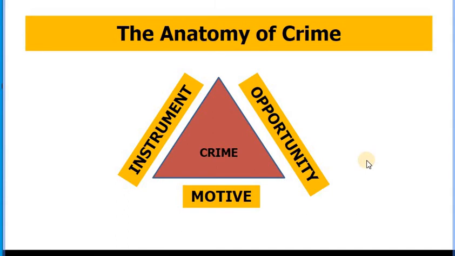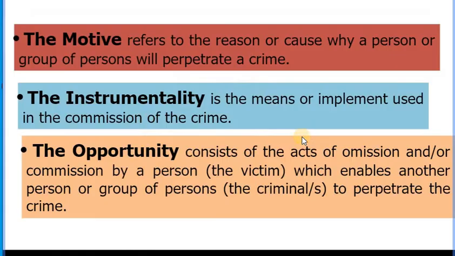So, again, this is the anatomy of crime. Dapat present ang tatlo. Motive, this is your desire, kung bakit ginawa yun ng isang crime, or bakit po gustong gawin yon. Opportunity, if meron ka ng chance para gawin yung crime. And instrument, ano yung gagamitin mong paraan, 'di ba? Para magawa mo yung crime na yon. So, that is the anatomy of crime.